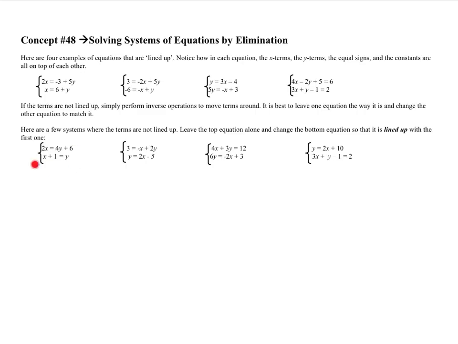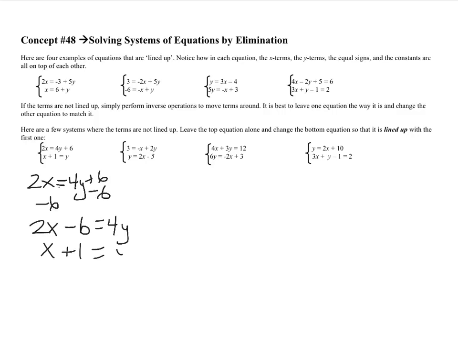So if you take a look at this next one, I'll go ahead and help you line this one up. It goes 2x equals 4y plus 6, and the other one says x plus 1 equals y. There are a couple things you can do. One thing I could do is take this 6 and subtract the 6 to get it to the other side. So if I take 2x equals 4y plus 6 and subtract 6, I get it to the other side. Then I'll have 2x minus 6 equals 4y, and I could rewrite the other one underneath it, so it says x plus 1 equals y.